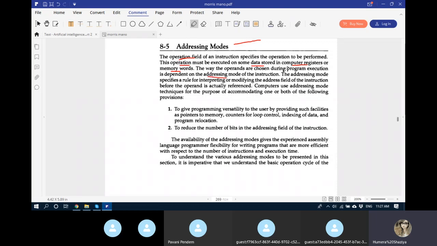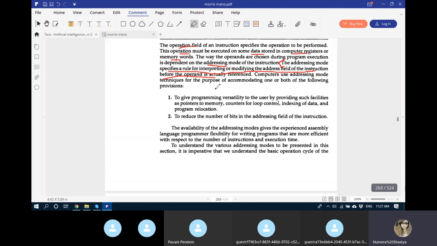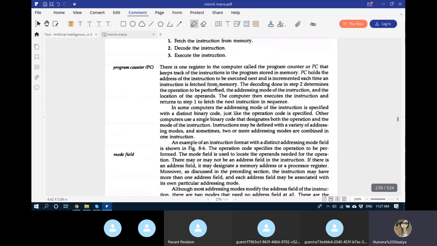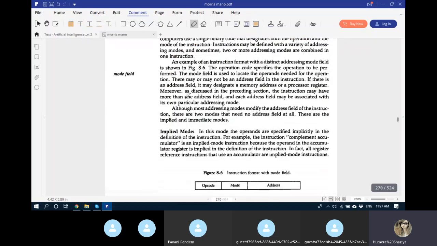So what is an addressing mode? Addressing mode specifies a rule for interpreting or modifying the address field of the instruction before the operand is actually referenced. You will understand the meaning of this as we go along. So we will look at addressing modes. The first addressing mode is implied mode. So what does implied mode mean? Implied mode means the operands are specified implicitly in the definition.